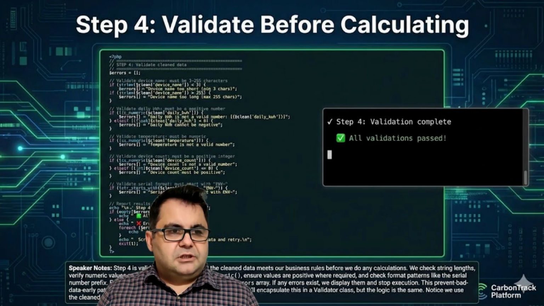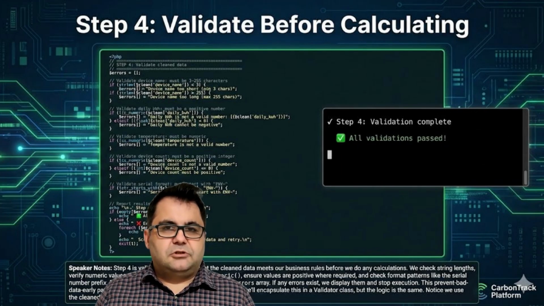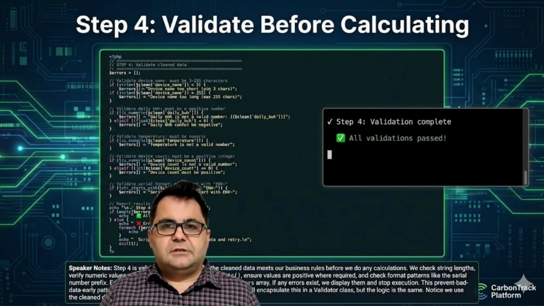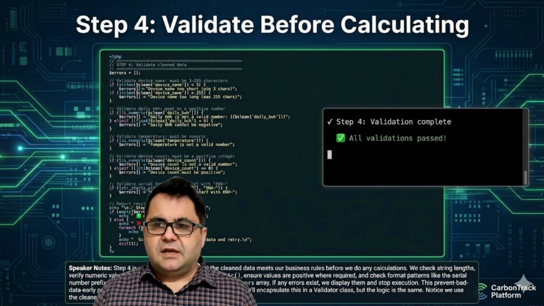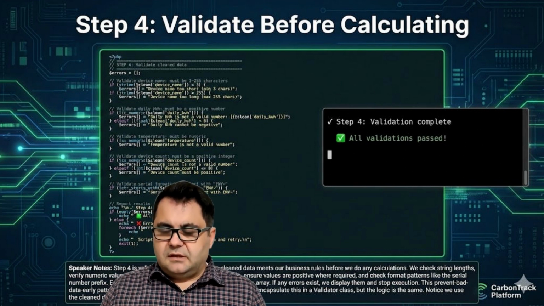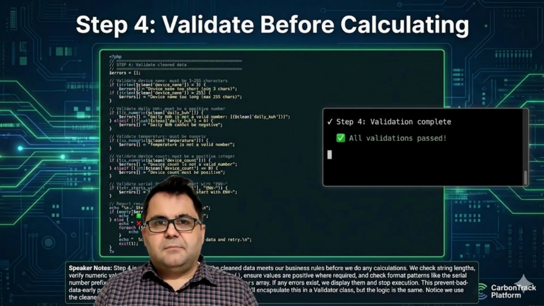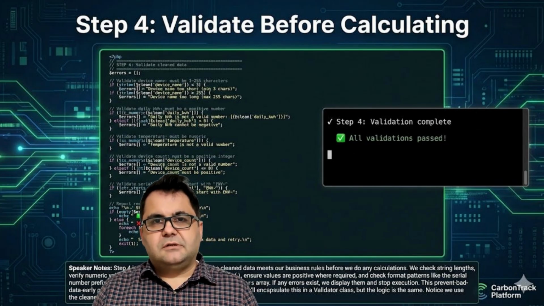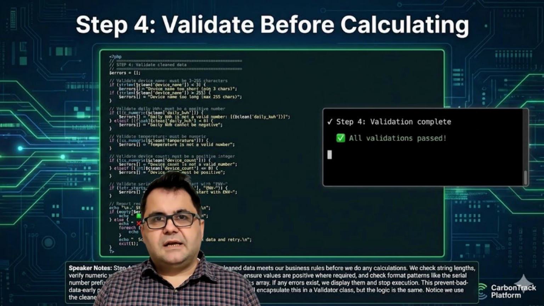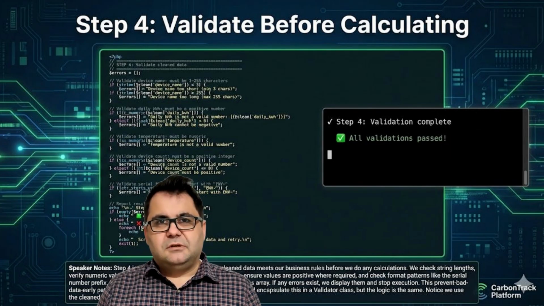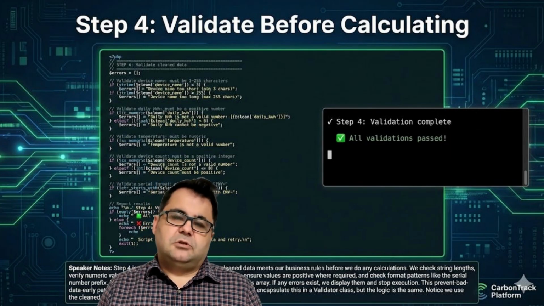Step 4 is validation, checking that the clean data meets our business rules before we do any calculations. We check string lengths, verify numeric values are actually numeric using isNumeric, ensure values are positive where required, and check format patterns like the serial number prefix. Each validation failure adds a message to an $errors array. If any errors exist, we display them and stop execution.